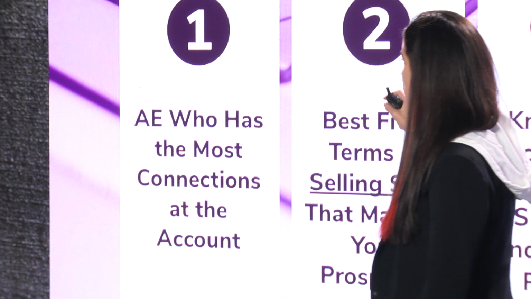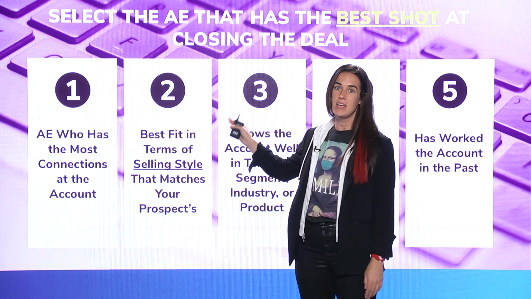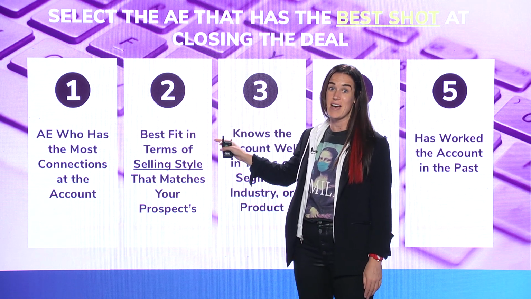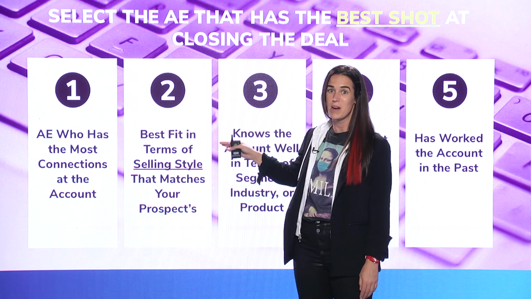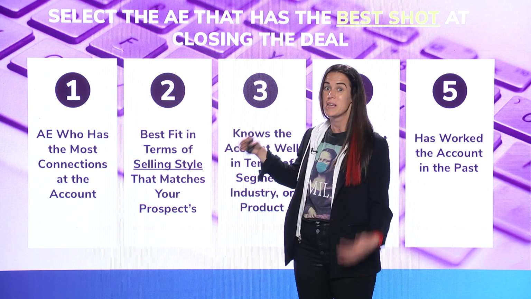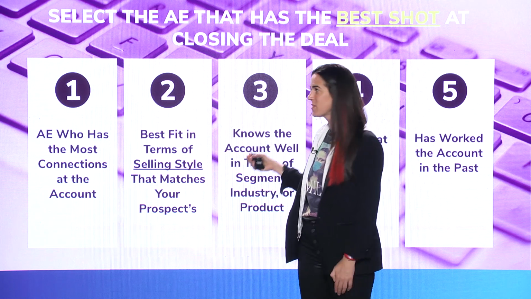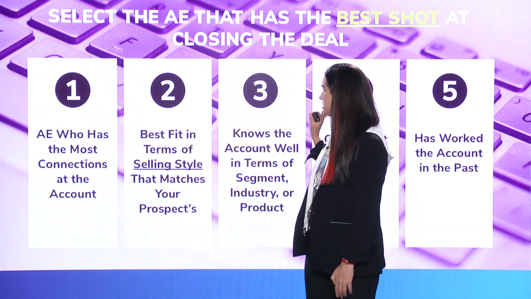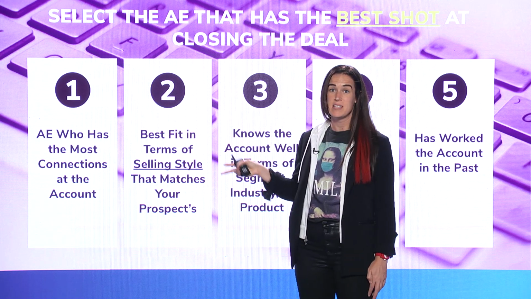Number 1, start with who is the AE internally that has the most connections to that account, because that can help with the conversion rate, is the deal likely to close, because they already have some internal traction. Number 2, who is the best fit for that team in terms of selling style.